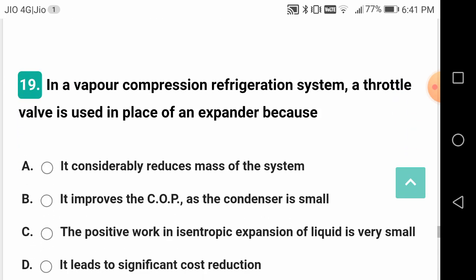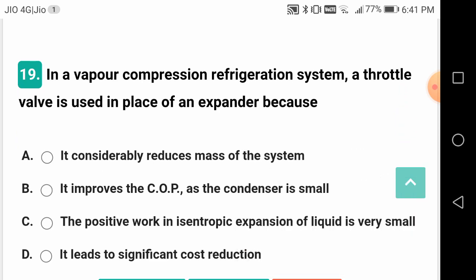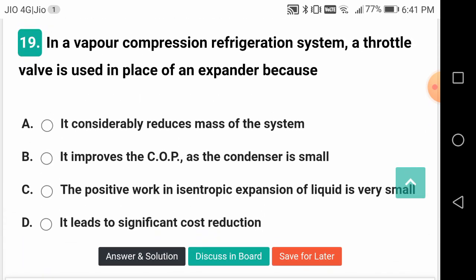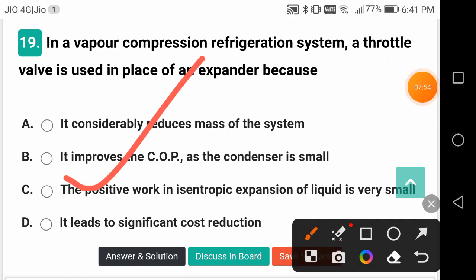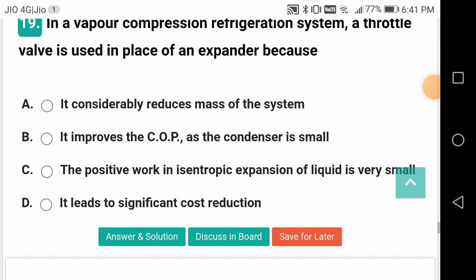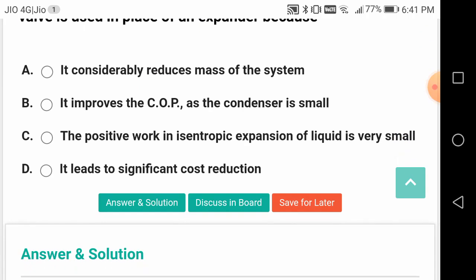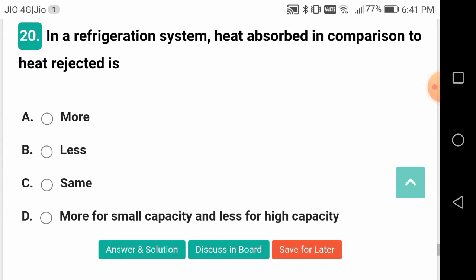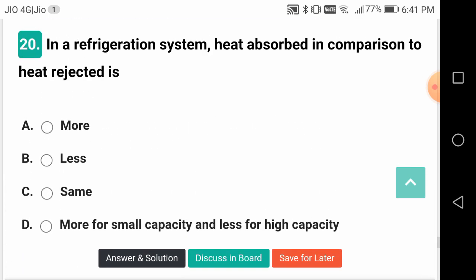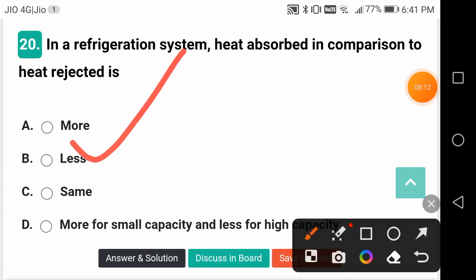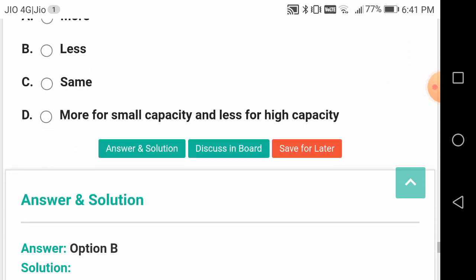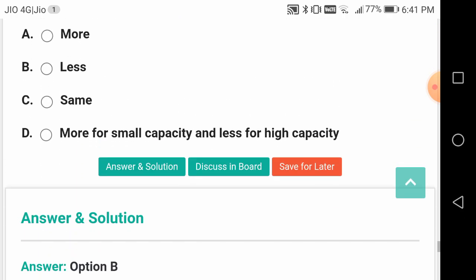In a vapor compression refrigeration system, a throttle valve is used in place of an expander because the positive work in isentropic expansion of liquid is very small. Right. In a refrigeration system, heat absorbed in comparison to heat rejected is less. Then only COP will be more, friends.